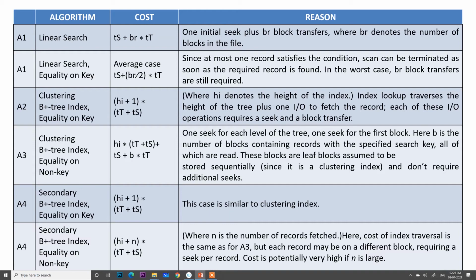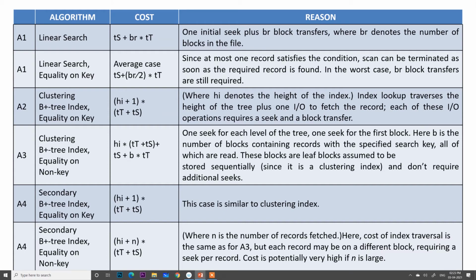And A3, that is the third algorithm, is clustering B plus tree index, equality on key. Clustering means we are forming groups, and in case of B plus tree, all the records will be available only in the leaf node. So to reach the leaf node, we have to traverse the index first, from the root to the leaf.